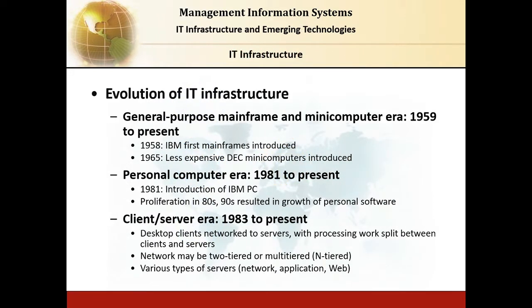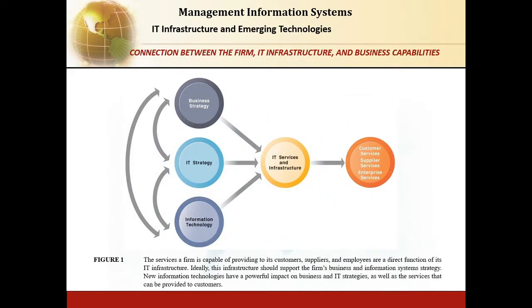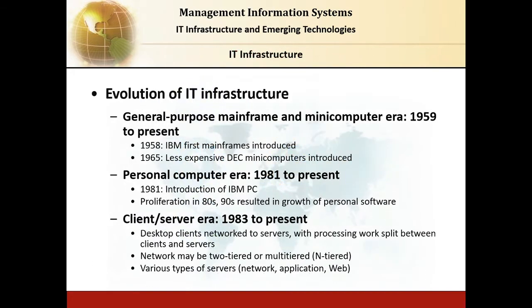So, ngayon alam na natin yung infrastructure. Tingnan naman natin yung mga era, kung ano yung mga evolution ng infrastructure. So, meron tayong 5. Ang kaunahan is yung General Purpose Mainframe and Minicomputer era from 1959 up to now or present.